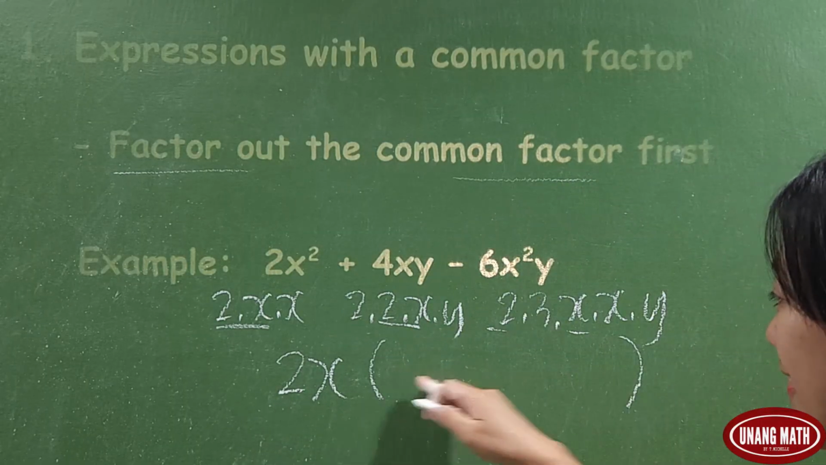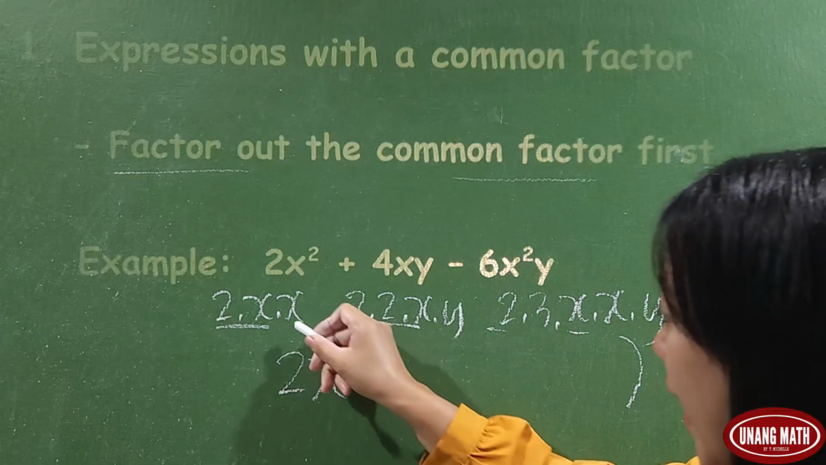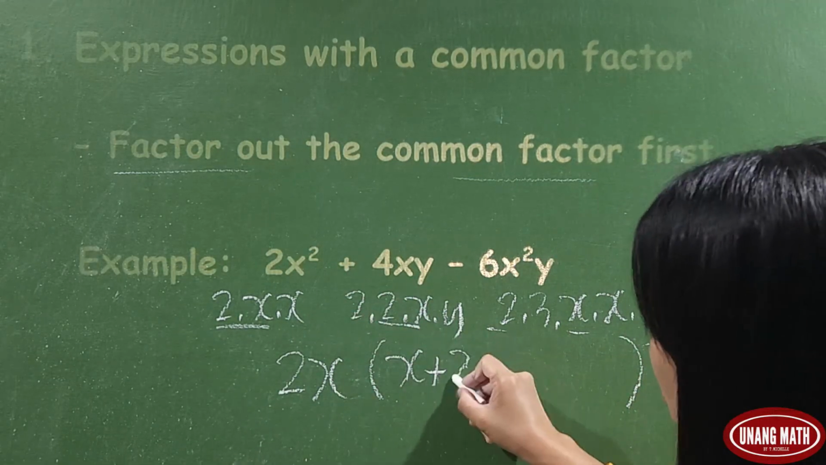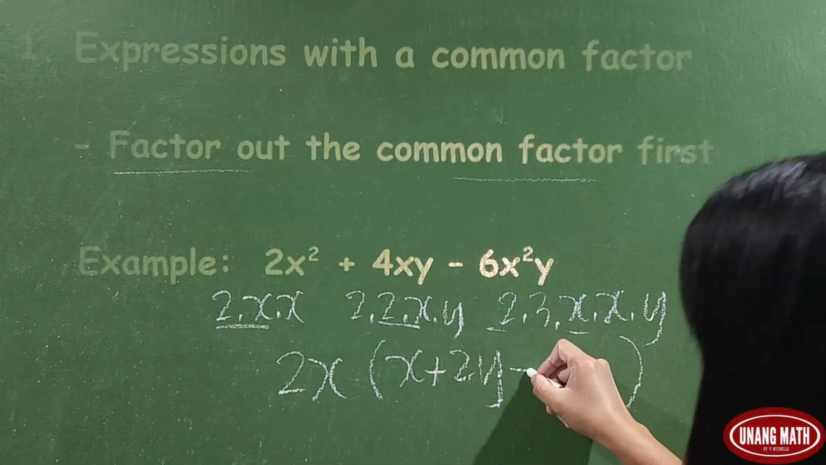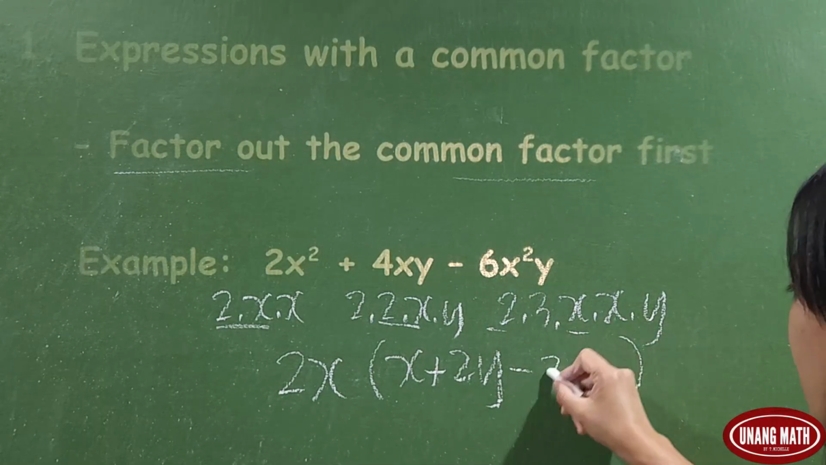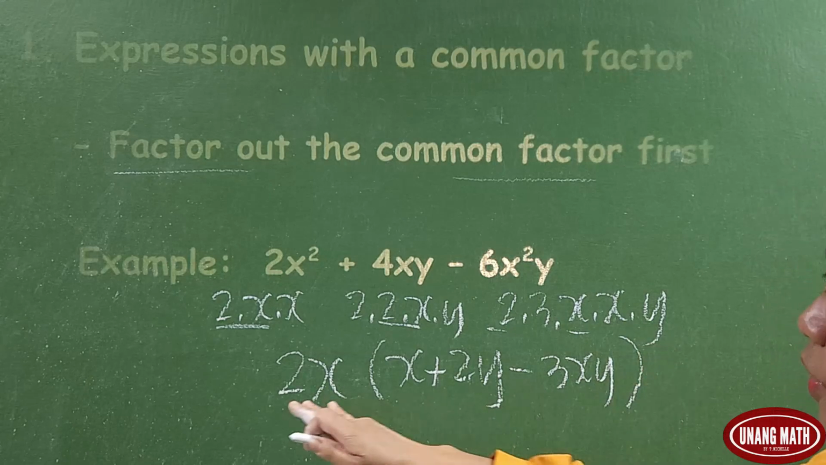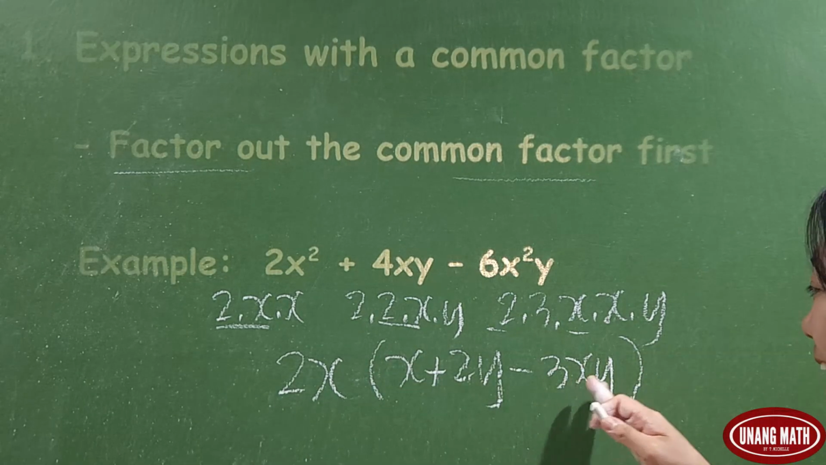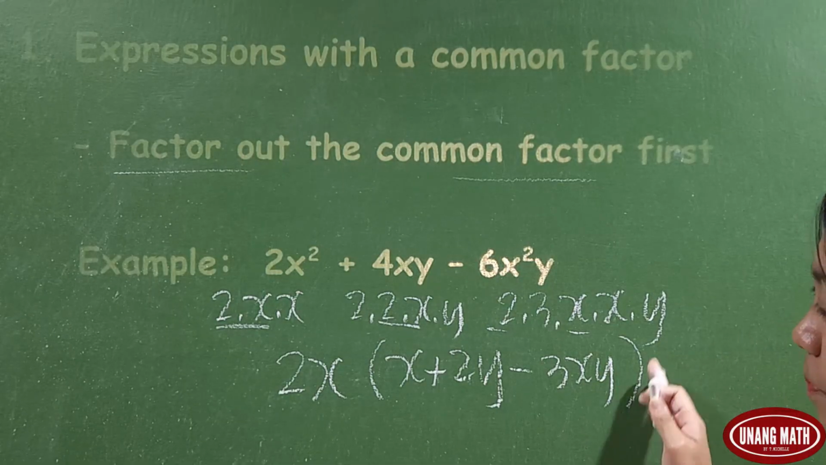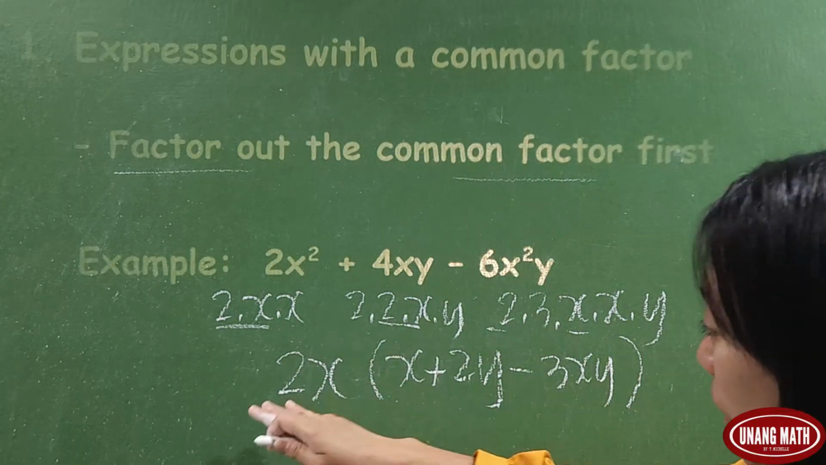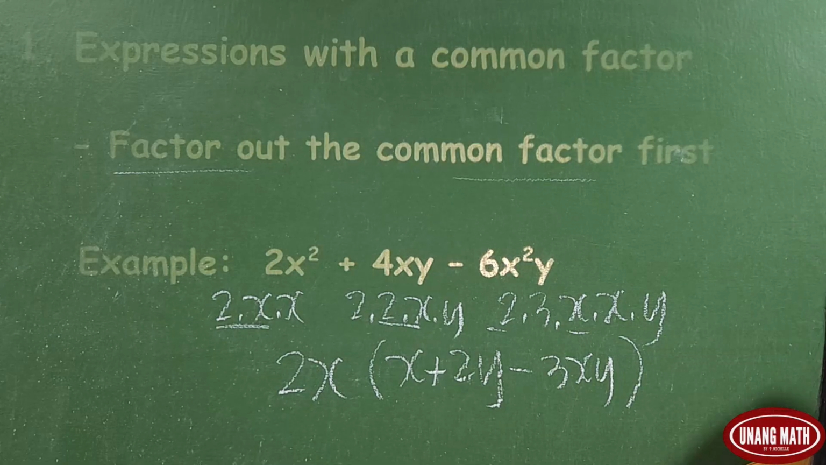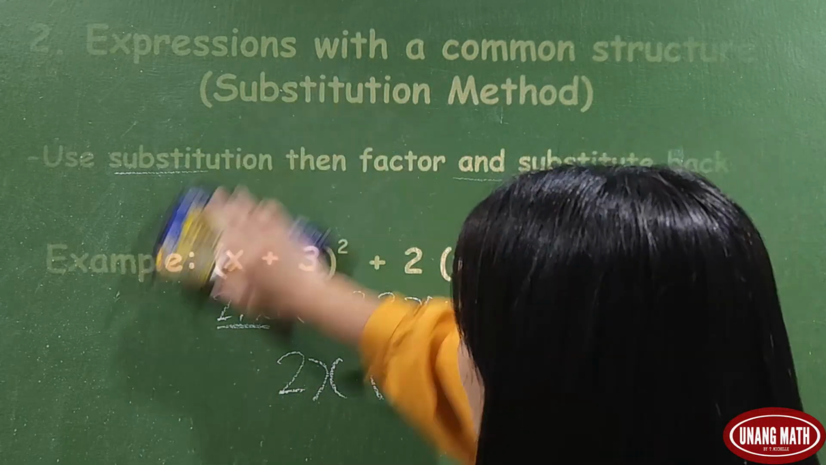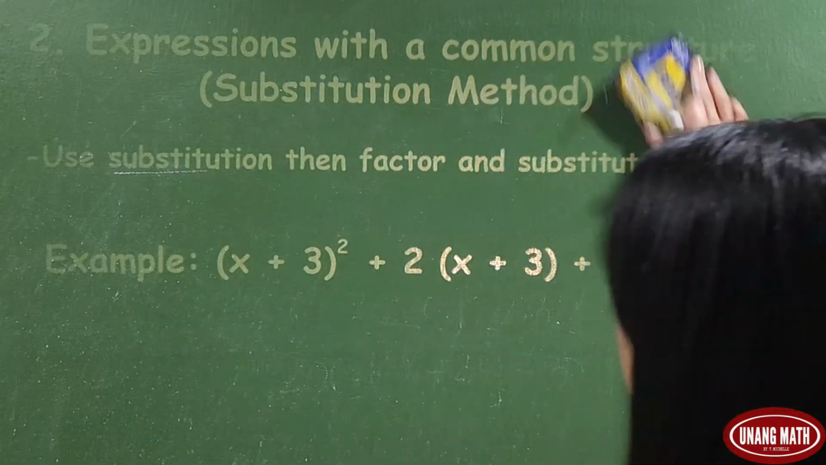So 2x is the common factor. What we will write inside the parentheses would be x plus 2y minus 3xy. So 2x times x plus 2y minus 3xy. In here, we factored out the common factor. Okay, how about expressions with a common structure?